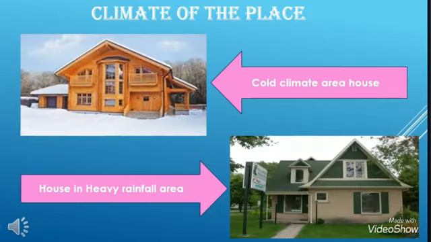Climate of the place. For example, children, in cold climate areas, people use wood to build houses as it keeps the house warm. Likewise, in areas where the climate has heavy rainfall or snow, the roofs are sloped to prevent accumulation of water or snow on the roof.